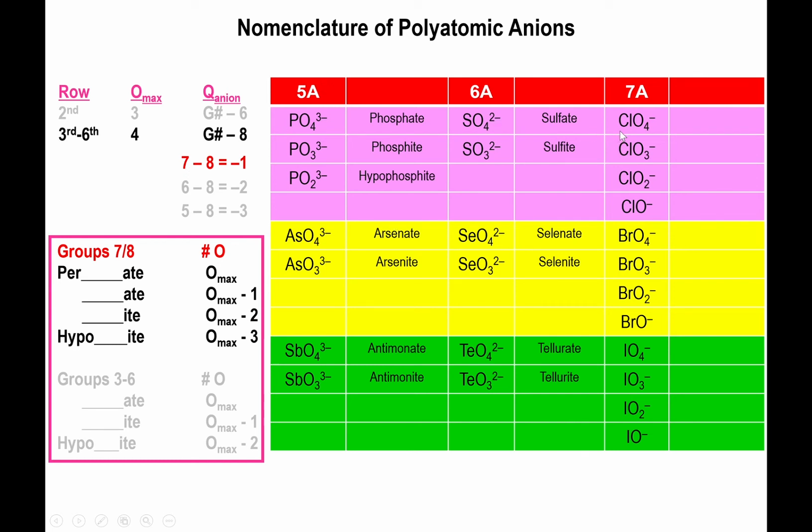Alright, so decrease the number of oxygens from 4 to 3, from 3 to 2, and from 2 to 1, and simply follow the table. Maximum number of oxygens, per-. So that means that the first one will be perchlorate, perbromate, periodate, followed by the next number, so chlorate, then chlorite, then hypochlorite. And the same trend applies to the bromine analogs: perbromate, bromate, bromite, hypobromite; and periodate, iodate, iodite, hypoiodite, just by following the table here on the left side.